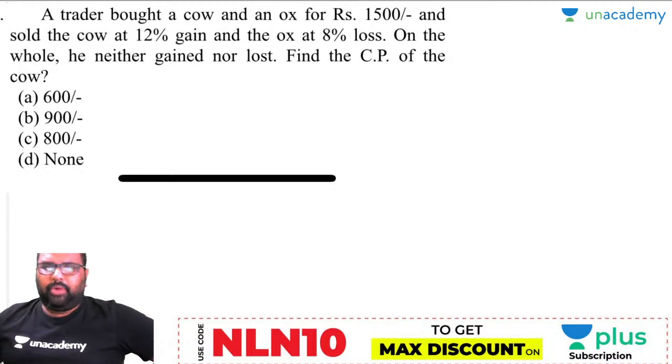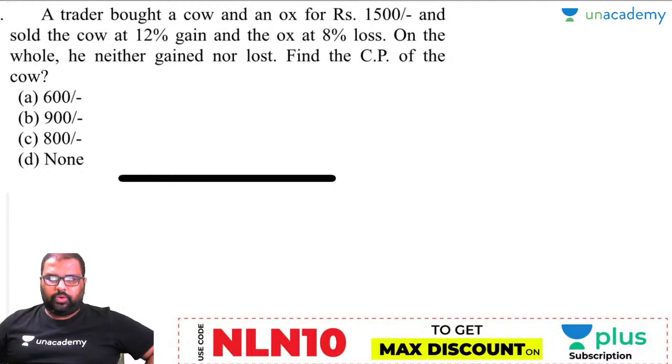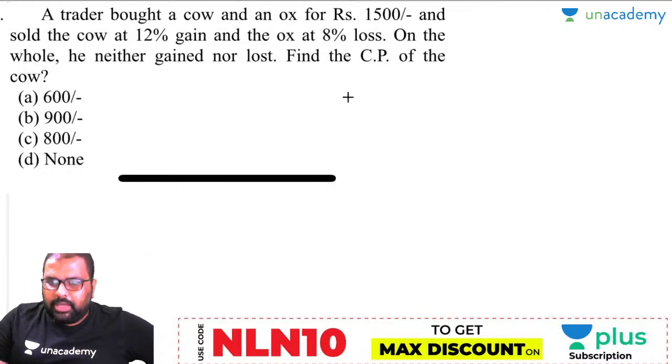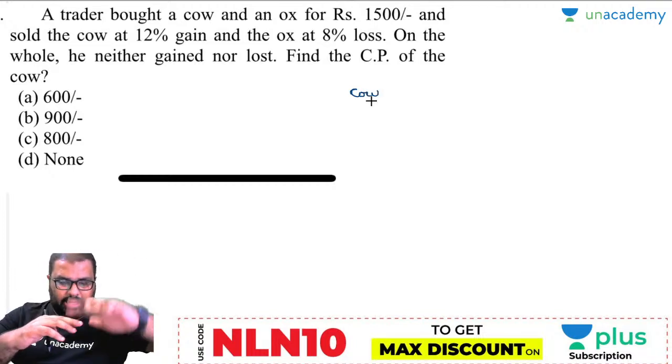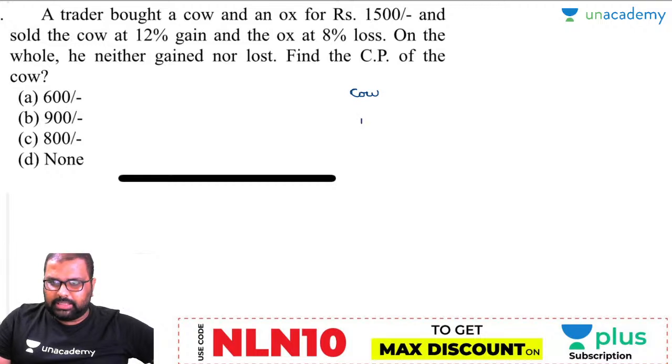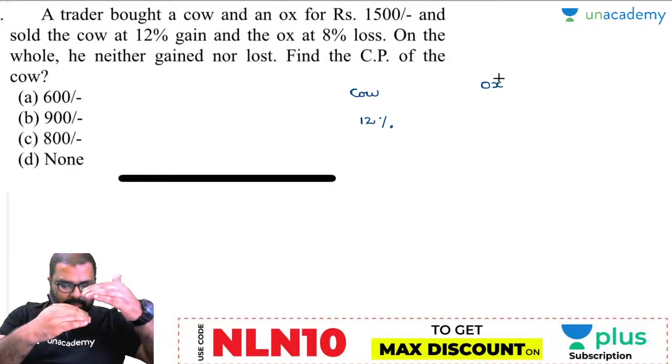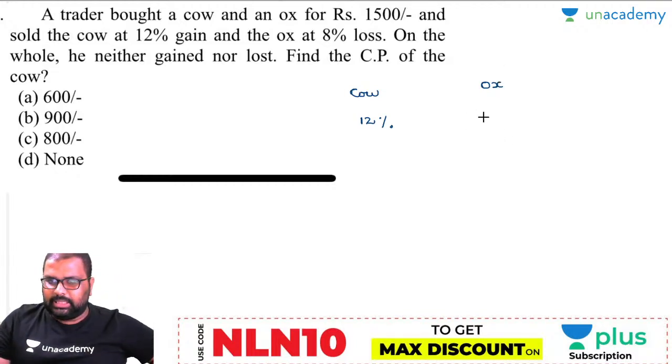Now see, a trader bought a cow and an ox for rupees 1500 and sold the cow at 12% gain and the ox at 8% loss. Now see here, he sold the cow at 12% gain, meaning above the cost price, above 100%. Now he sold the ox at 8% loss, meaning this 8% is below 100%. Is it nothing but minus 8? Am I right or no? You cannot take both values as positive for profit and loss.